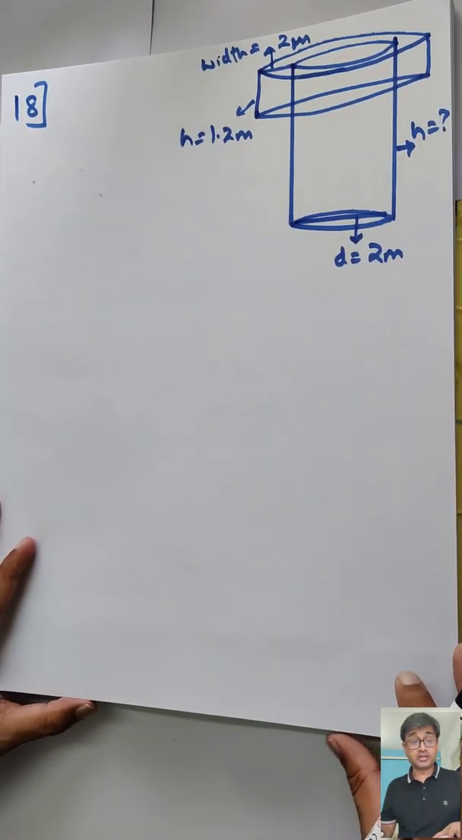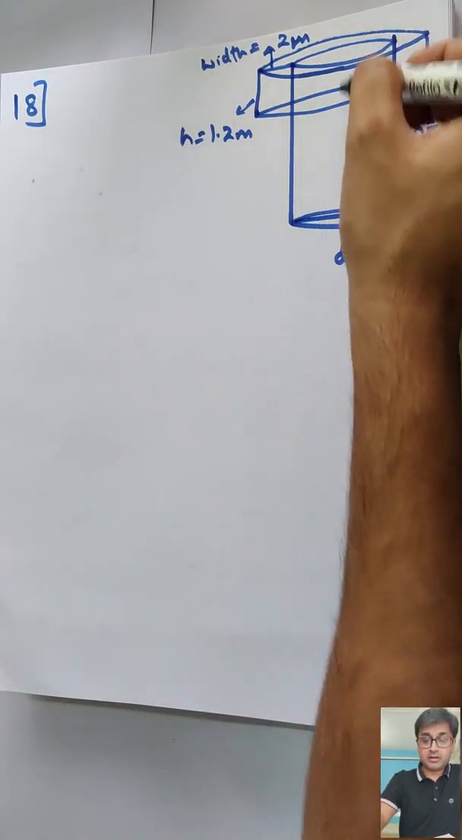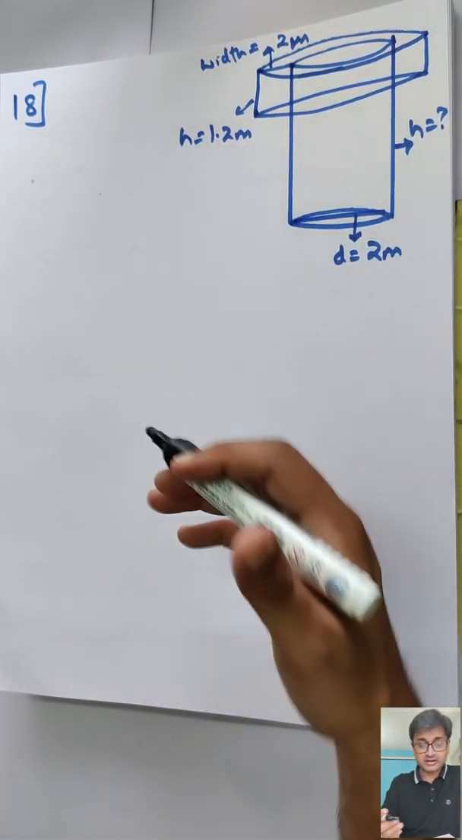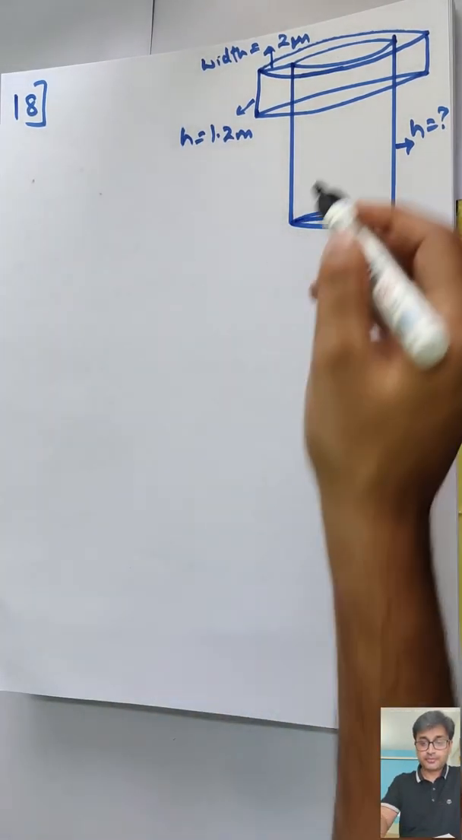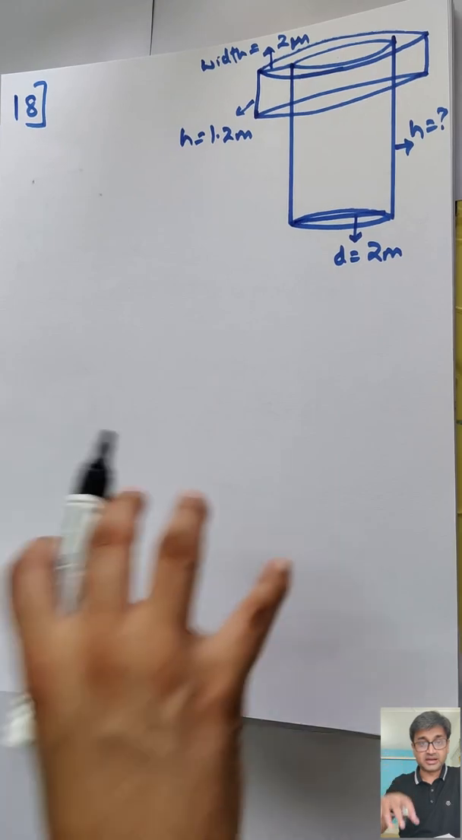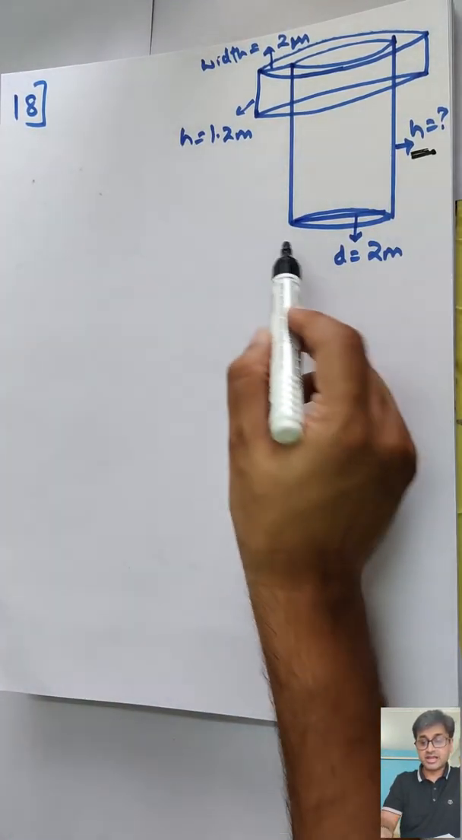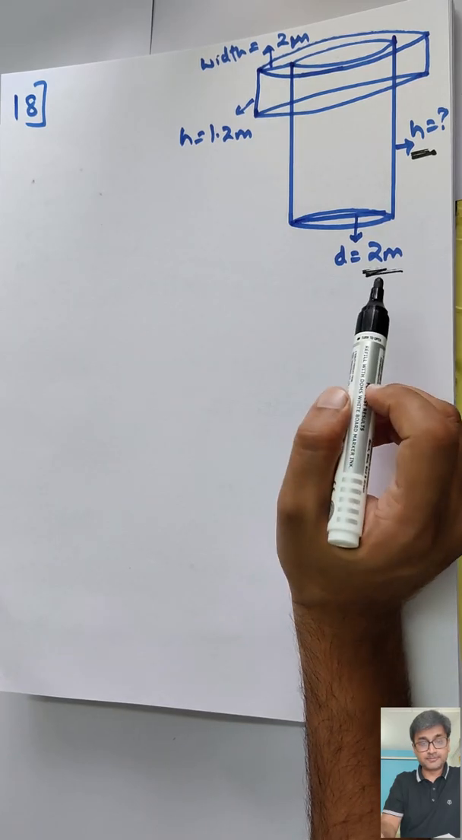Sum number 18. Put a star beside it. Again, this is a lovely question. They say that an earth is dug. Earth means basically they are digging the ground. When they are digging the ground, they have dug it in the form of a cylinder, basically like a well. Okay, how deep we don't know. That's what the question is, and the diameter is 2 meters.